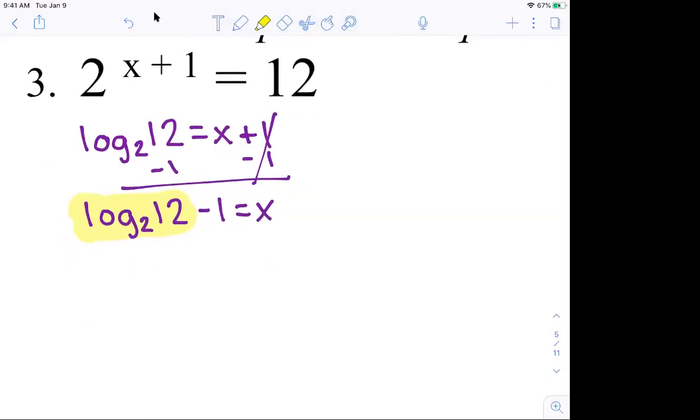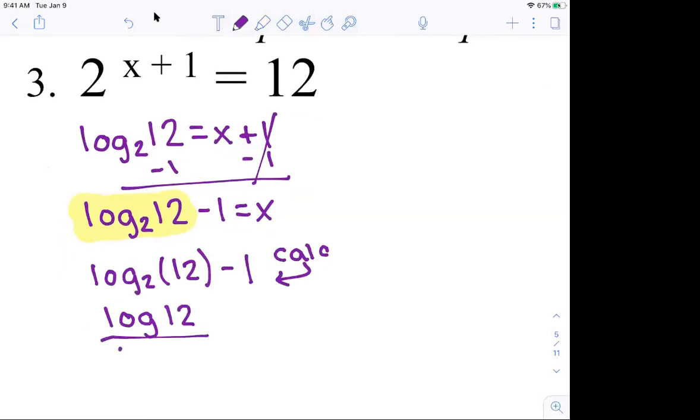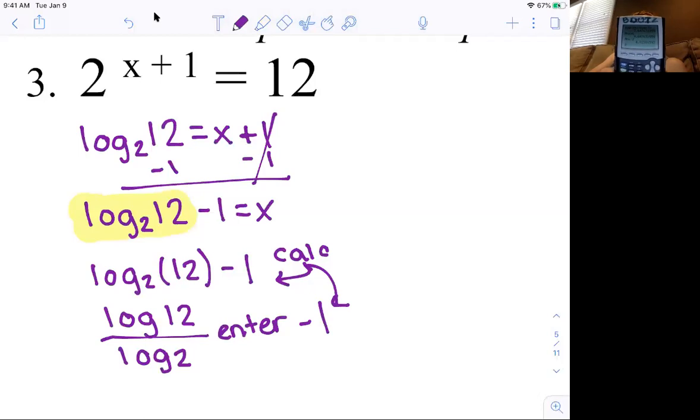So you're going to type this in your calculator. Make sure when you type this in your calculator, if yours opens up parentheses, you need to close the parentheses, okay? If yours does not type it exactly like that, you're going to have to do log of 12 divided by log of 2, and then I would hit enter to get what that value is, and then I would subtract 1. So it depends which calculator you have. I'm going to show you my calculator here.